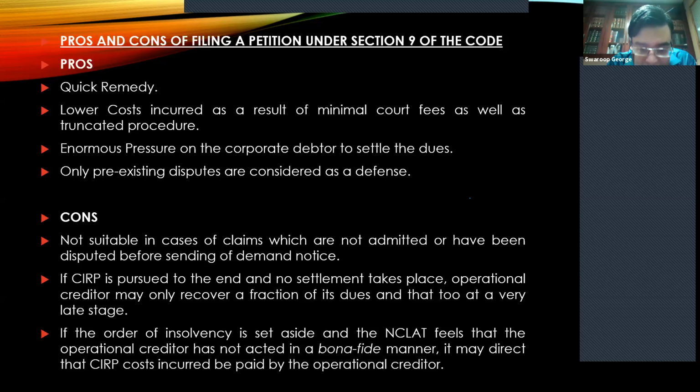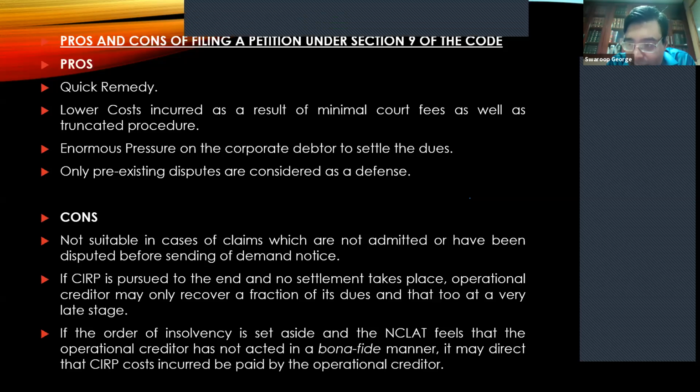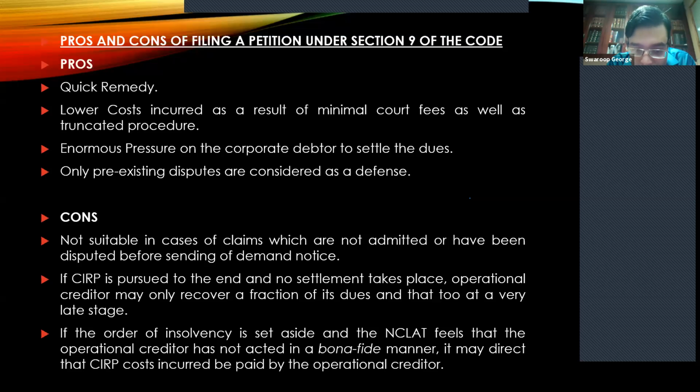And another thing, this happens in rarer cases, is if your client is dubious or the case is actually very shaky, but suppose you get an NCLT order in your favor admitting the company to insolvency, but in appeal before the NCLAT, if the NCLAT feels that your operational creditor has not acted in a proper manner, that your case was slightly fraudulent or something, then it may direct that it may impose costs firstly.